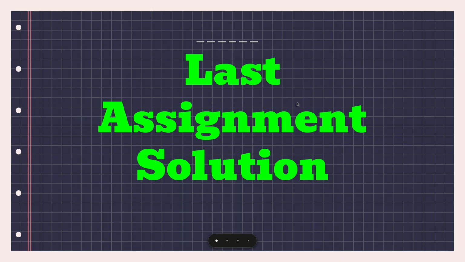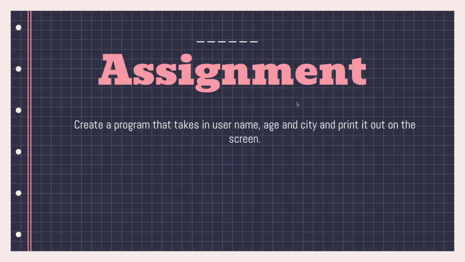Okay, so now what's the assignment for this tutorial? I want you to create a program that takes in your username, the age, and the city in which you live, and I want you to print it out on the screen. So that's all. Create a program that takes in your username, basically your name, your age, and then finally the city, and then print it out on the screen. That's all I want you to do. So it's very similar to the last assignment, but now you're taking the input from the user and not specifying it within your program, right?